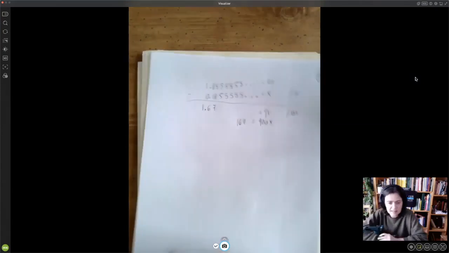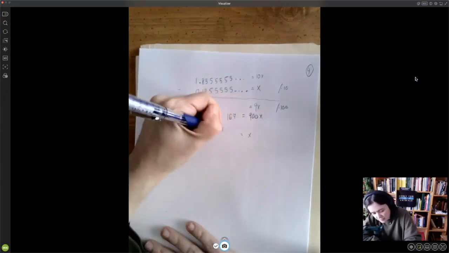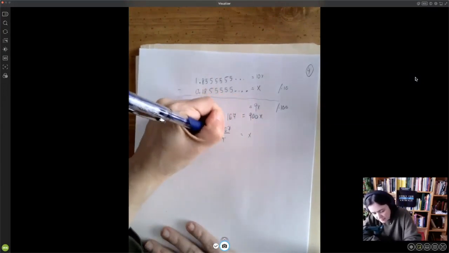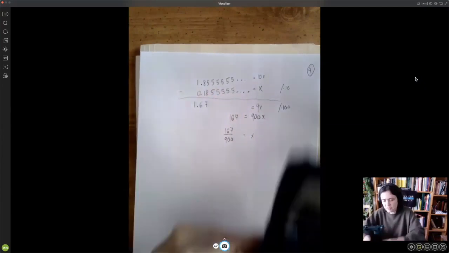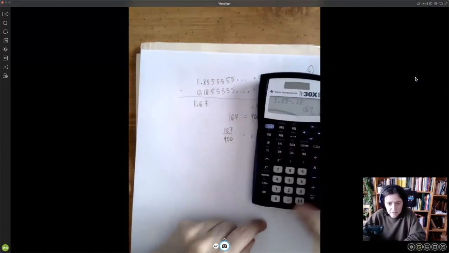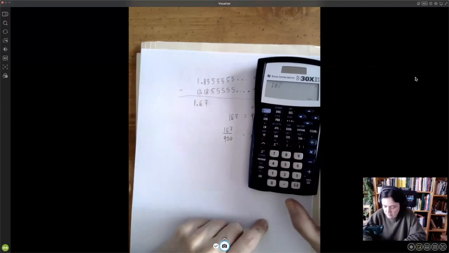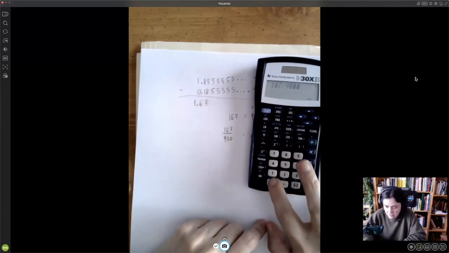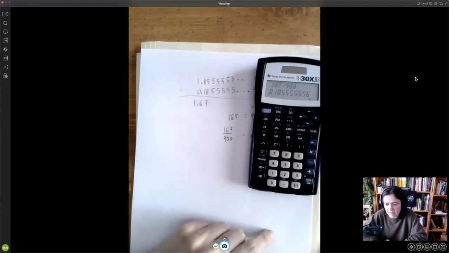And 9x times 100 is 900x. And now if we solve for x, we get 167 divided by 900. Looks like fun. Again, with me, you never have to worry about simplifying. You see the 6 at the end? That's rounding. 55 was rounded up to 60. So our answer is correct. Any questions?